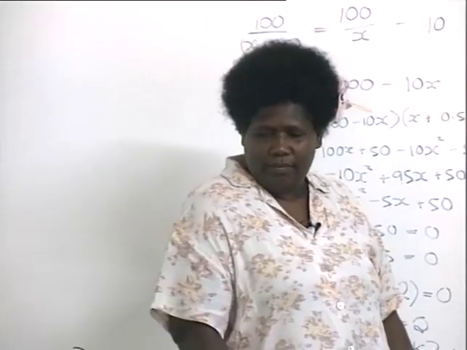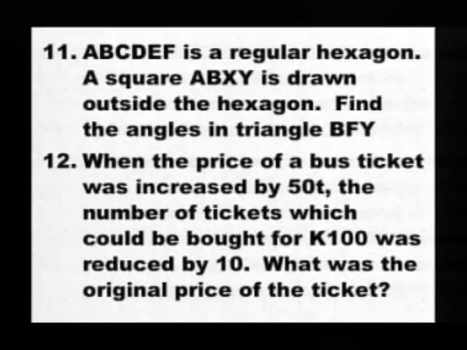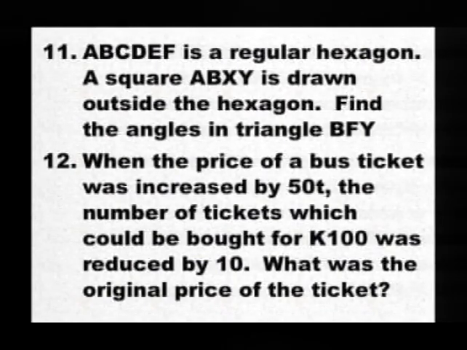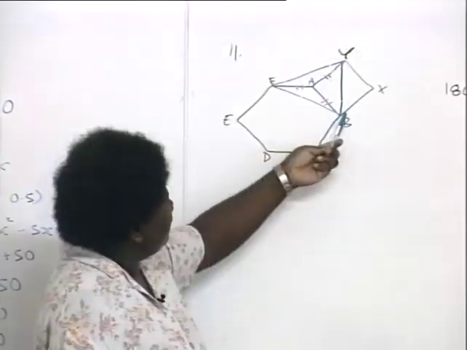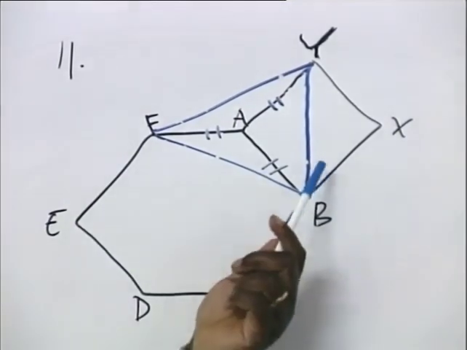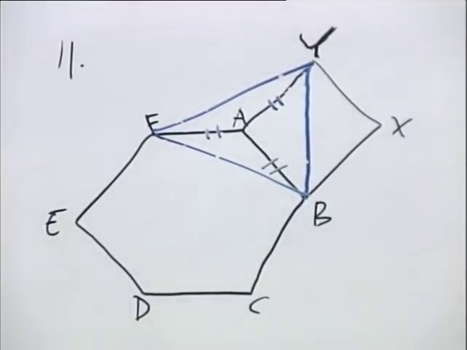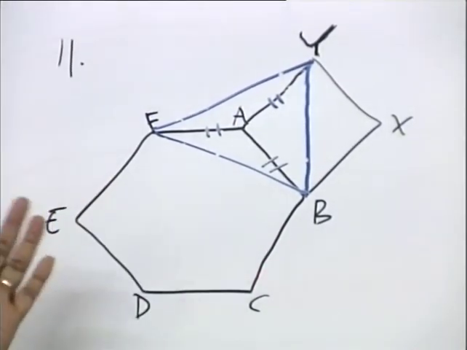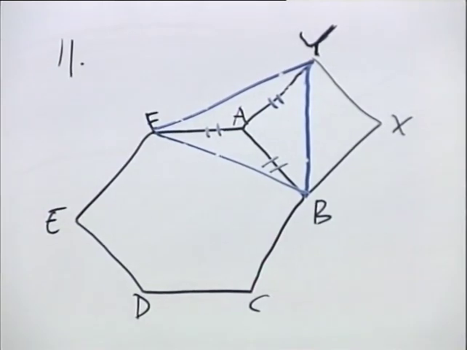Okay, ABCDEF is a regular hexagon. A hexagon has 6 sides: 1, 2, 3, 4, 5, 6. Okay, a square ABXY is drawn outside the hexagon, so it's correct. You are asked to find the angles in the triangle BFY.